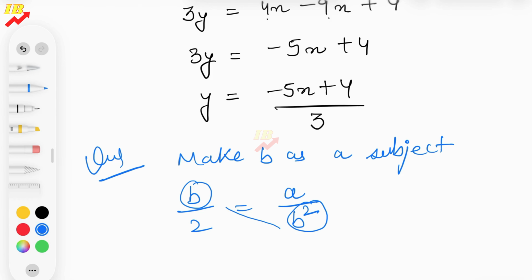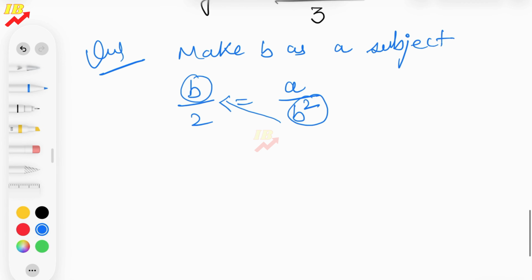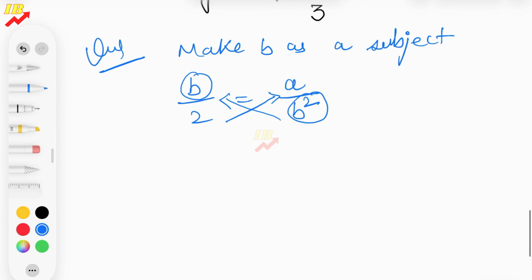So you'll do the cross multiplication here, right? Just take the 2 to a and this b to b square, right? So it is b times b square. I'm just writing one more extra step to make sure that you guys understand it. Okay, like this. So it's b times b square equals 2 times a. Okay, so that is giving you b cube. This is giving you 2a.